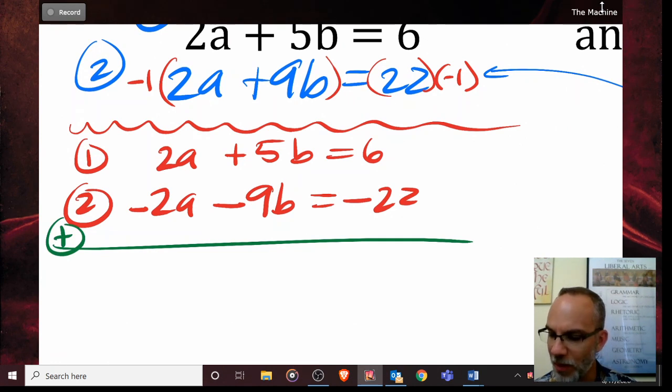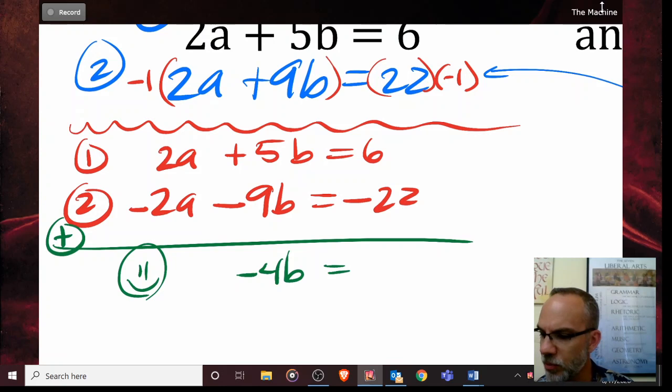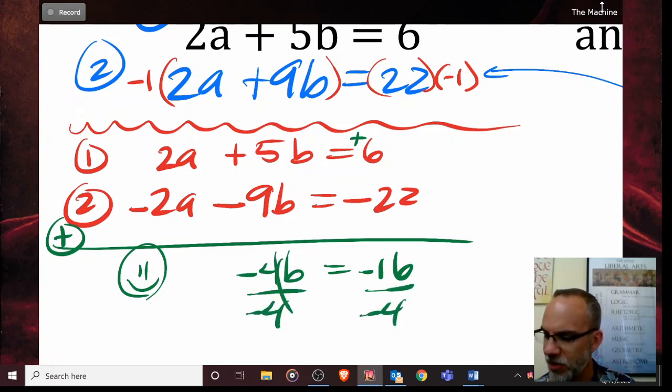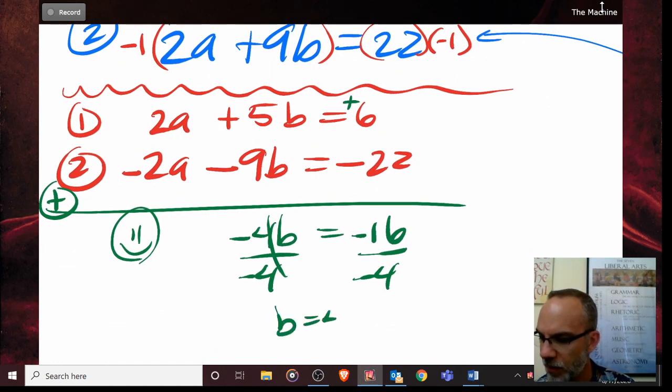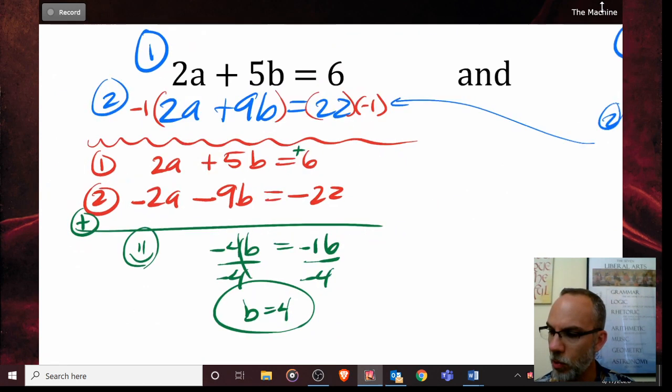What's 2a minus 2a? 0. Oh, that wasn't a good smiley. That's pretty good. What's 5b minus 9b? Negative 4b, and that's equal to positive 6 and negative 22. When the signs are different, you find the difference. So what's 22 minus 6? Negative, what? Negative 16? Okay, good. Now, divide both sides by negative 4. Divide by negative 4. Cancellations. B is equal to positive 4. Good. Am I finished? No.